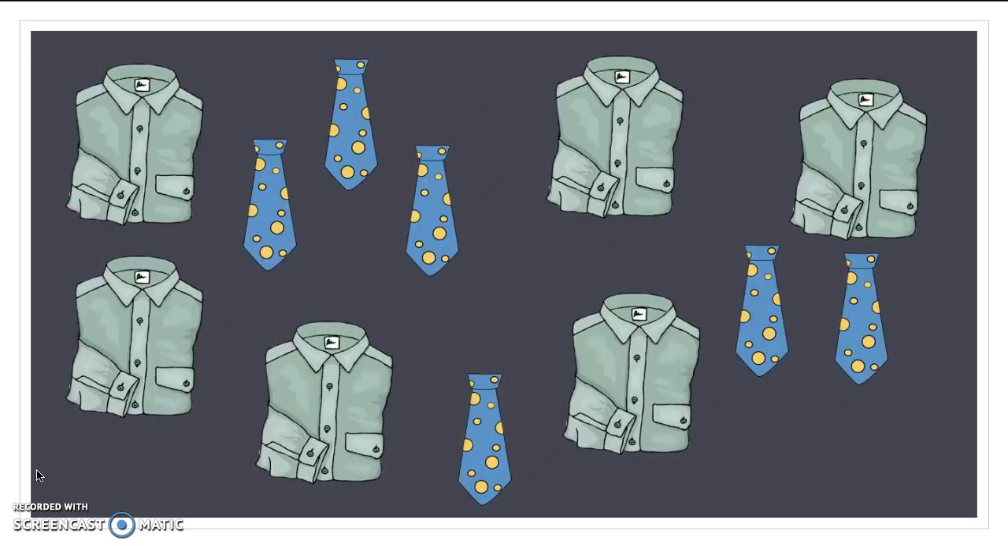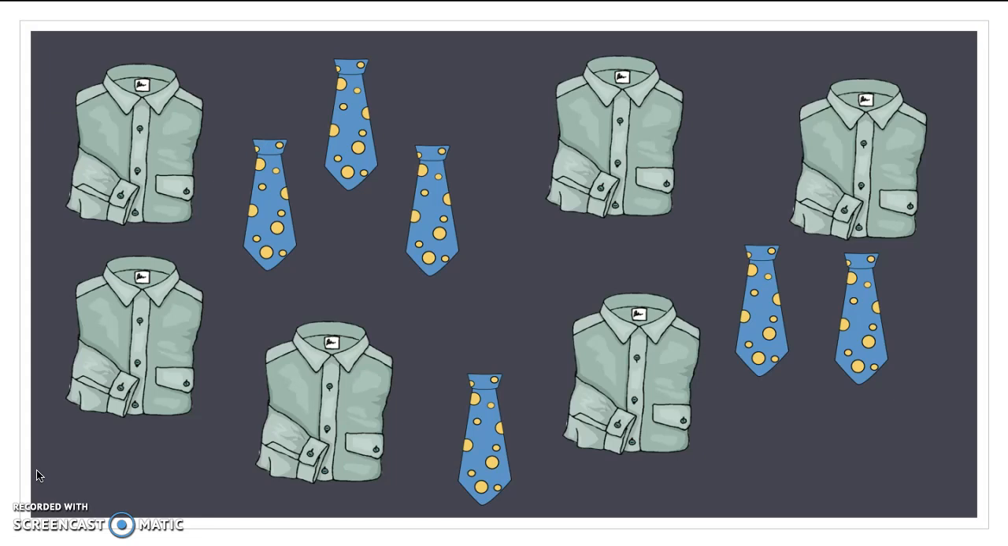Let's try another one. All right, here I have a whole bunch of shirts and ties. Now, the thing about comparing is that when you have a piece of paper where you're comparing, you can't get them up and get them moving like I did with the coins. What was a good strategy to compare? What could you use? Yeah, you could draw a connecting line with your pencil, right?